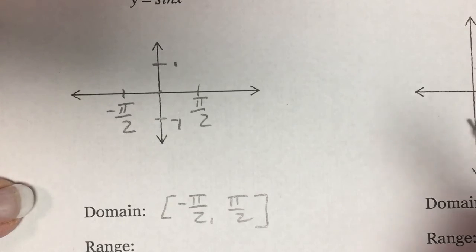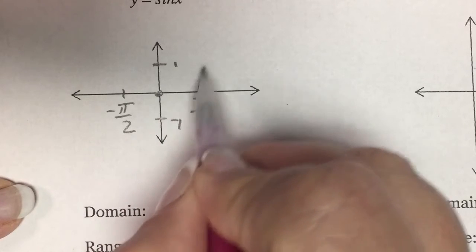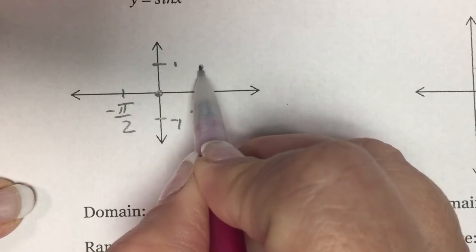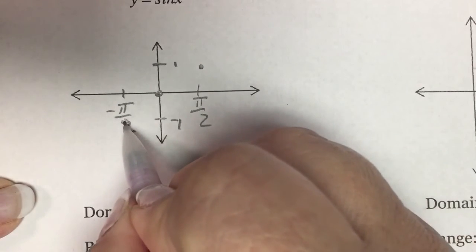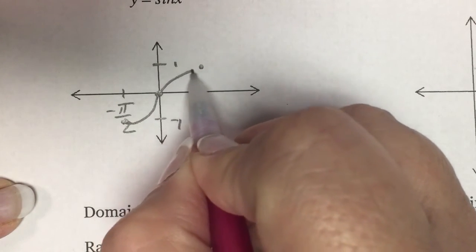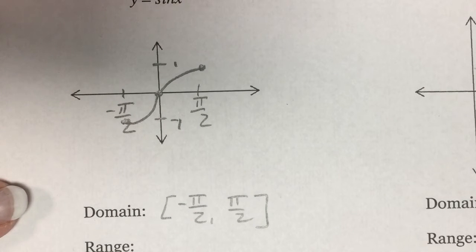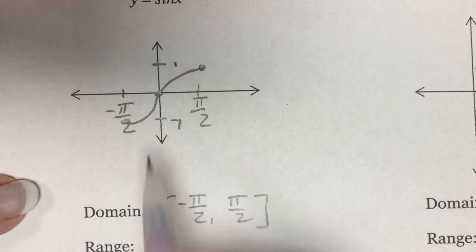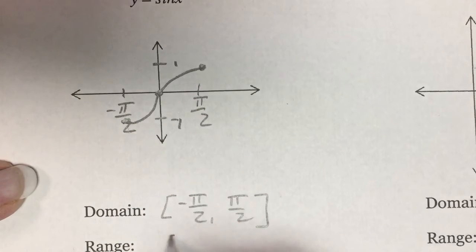And of course, if we graph a couple of points, the sine of 0 is 0, the sine of pi halves is 1, and the sine of negative pi halves is negative 1, because that's in the fourth quadrant. So our sine function with our restricted domain looks something like that. So it's only a very small part of the actual sine graph. And notice the range is going to be inclusive from negative 1 to positive 1.